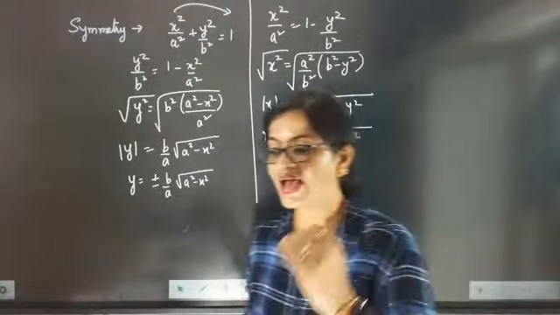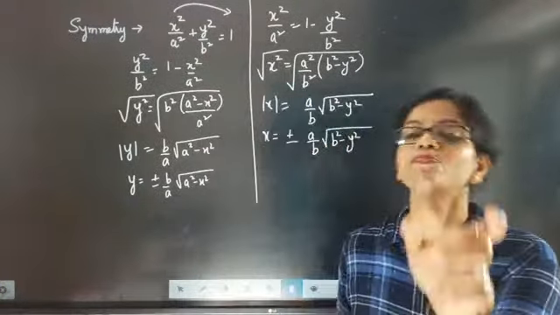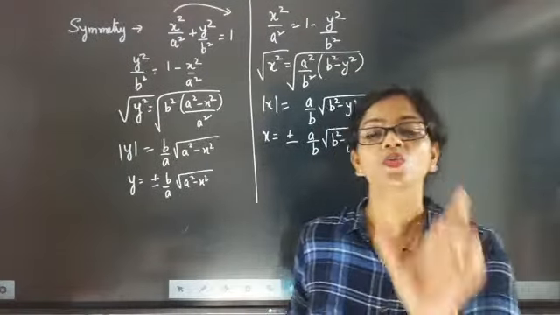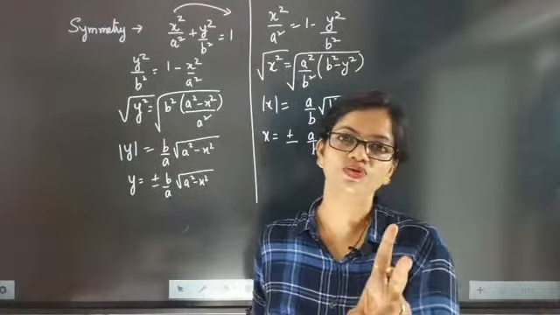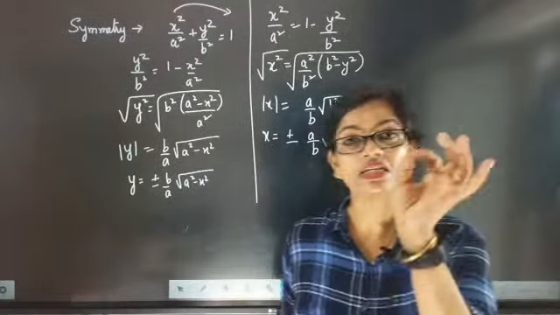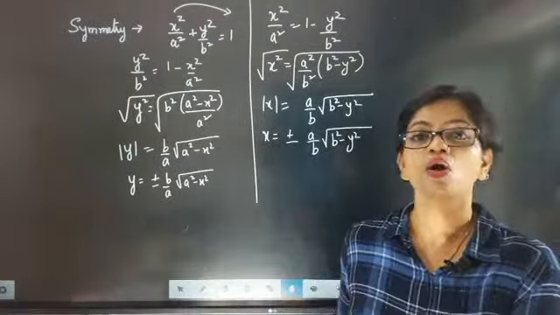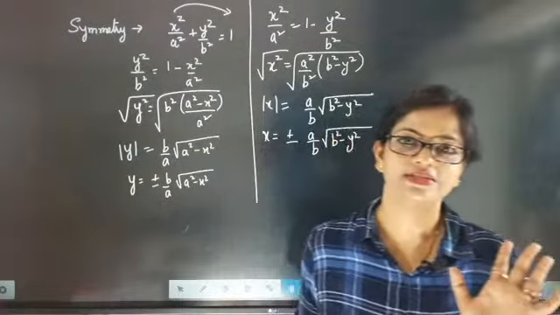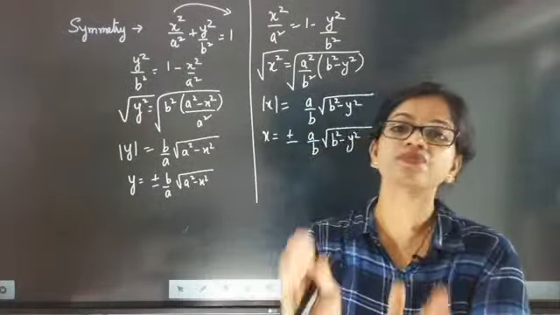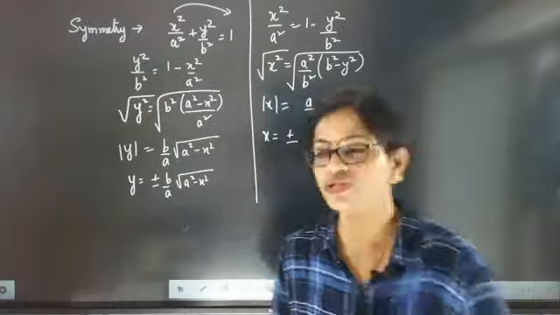So this is exactly symbolizing a very important point, that for one equation of the ellipse we are getting two different values of x and two different values of y. That means the curve is symmetrical for both the axes, x-axis and y-axis. At a time the curve is symmetrical for both the axes.